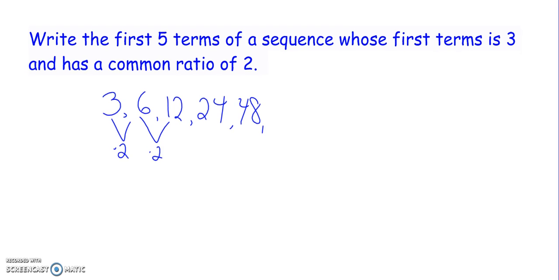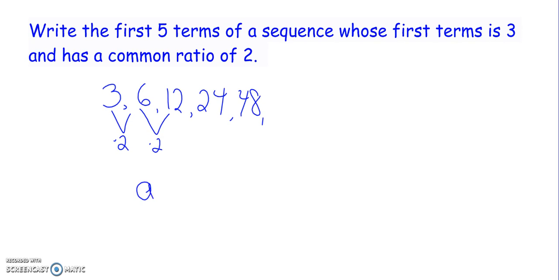If you had to come up with a formula for this, AN equals the first term, 3, times the common ratio to the n minus 1. There's not a lot of work to the formulas. And if you don't believe me, you're welcome to plug in n equals 5. You'll get 48, which is 3 times 16.